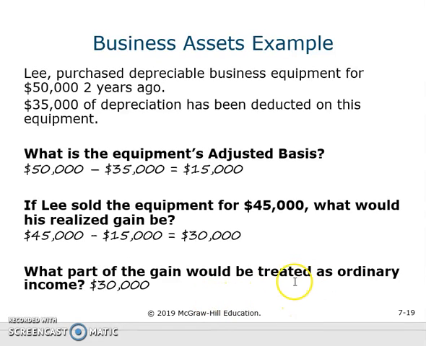What part of the gain would be treated as ordinary income? Well, since there has been $35,000 of depreciation deducted on this equipment, up to $35,000 would be recaptured as ordinary gain, as ordinary income. So in this case, the entire amount of the realized gain on the sale would be taxed at the ordinary income rates, so $30,000 as ordinary income. Now this scenario is a little unlikely because depreciation will normally lower the value of the asset, so it would be unlikely that we would actually be able to get $45,000 for this asset, that it would be worth that much.